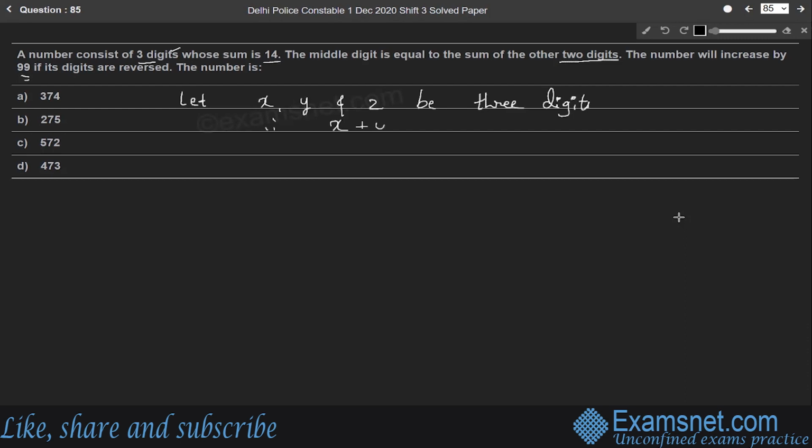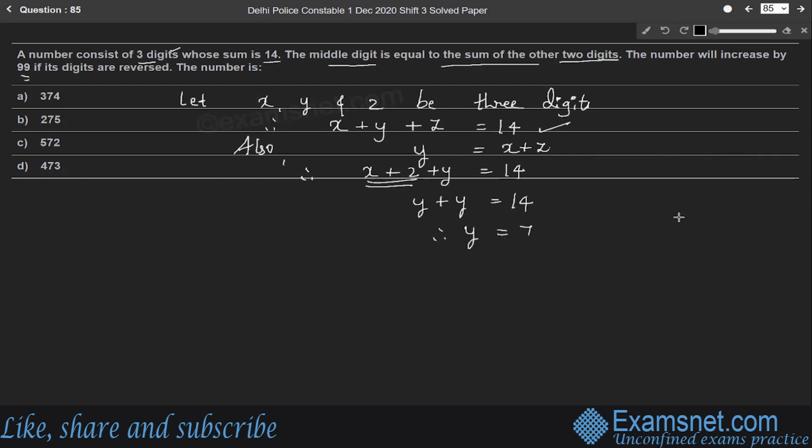Therefore, X plus Y plus Z is equal to 14. Right? And also the middle digit is equal to the sum of the other 2 digits. So the middle digit Y is equal to X plus Z. Substitute the value of Y here. Therefore, X plus Z plus Y is equal to 14. Where X plus Z is Y, Y plus Y is equal to 14. 2Y is 14. Therefore, Y is equal to 7. So one of the digits is 7.